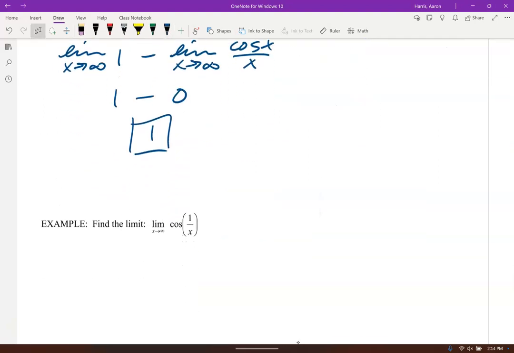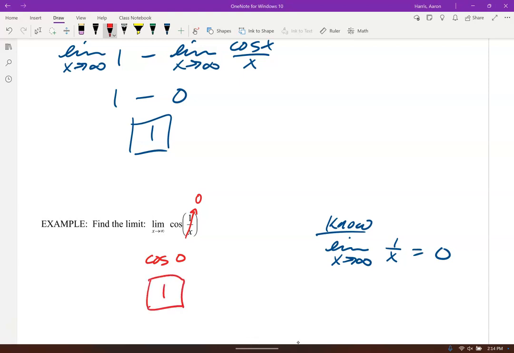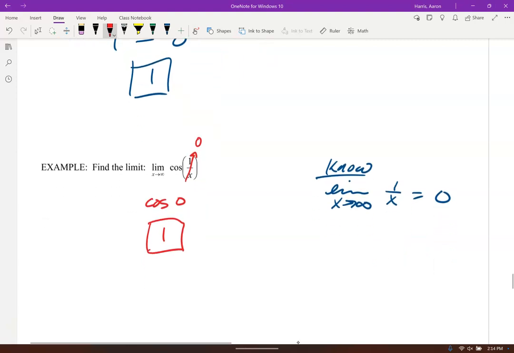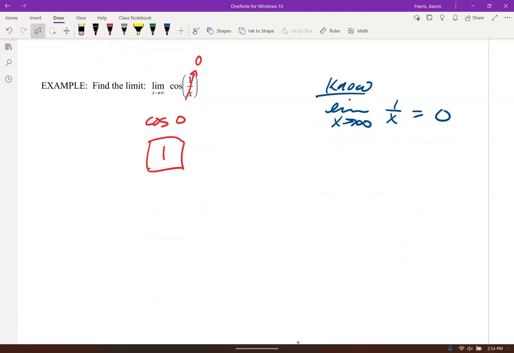How about this one? Well, we know that as we go to infinity, this 1 over x is 0, right? So this interior portion, this little part in here, is going to 0. So this just ends up being the cosine of 0, because 1 over x as x goes to infinity is going to 0. Well, we know the cosine of 0 to be 1, right? So that's how you want to think about that. 1 over x is going to 0, then run the cosine on that.